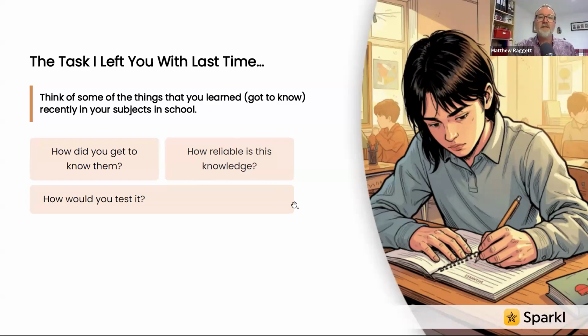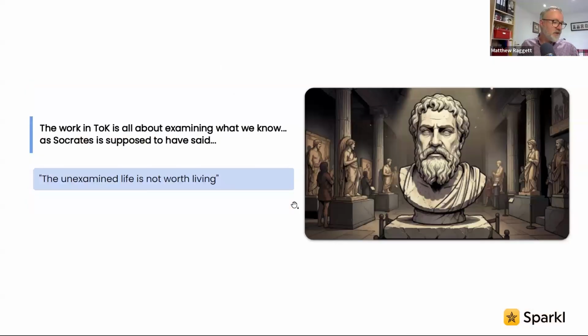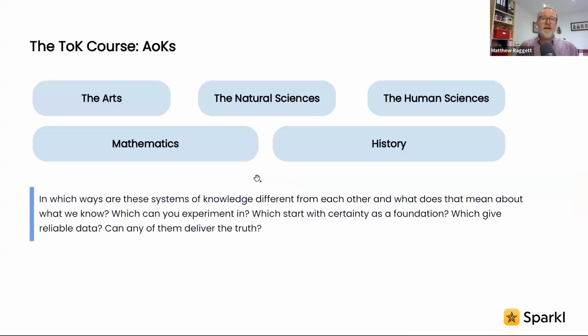And I think that it's worth remembering something that Socrates held to be true 2,000 years ago, that an unexamined life is not worth living. The job of what we're doing in TOK is to really think about examining what it is that we know. So, like all things, all subject areas, there's a specialist vocabulary that we have to get used to using. In TOK, we're using the vocabulary of areas of knowledge, AoKs. And there are 5 areas of knowledge that we look at in TOK.